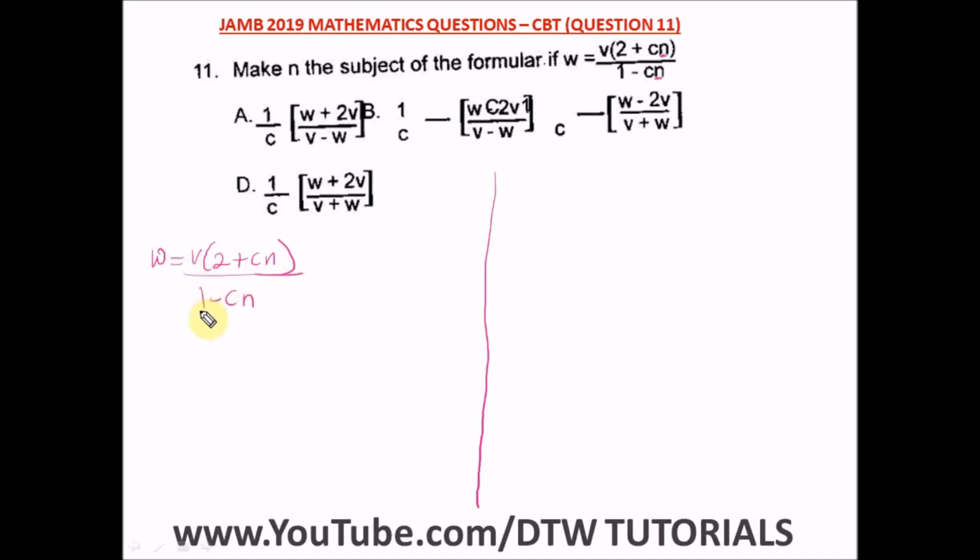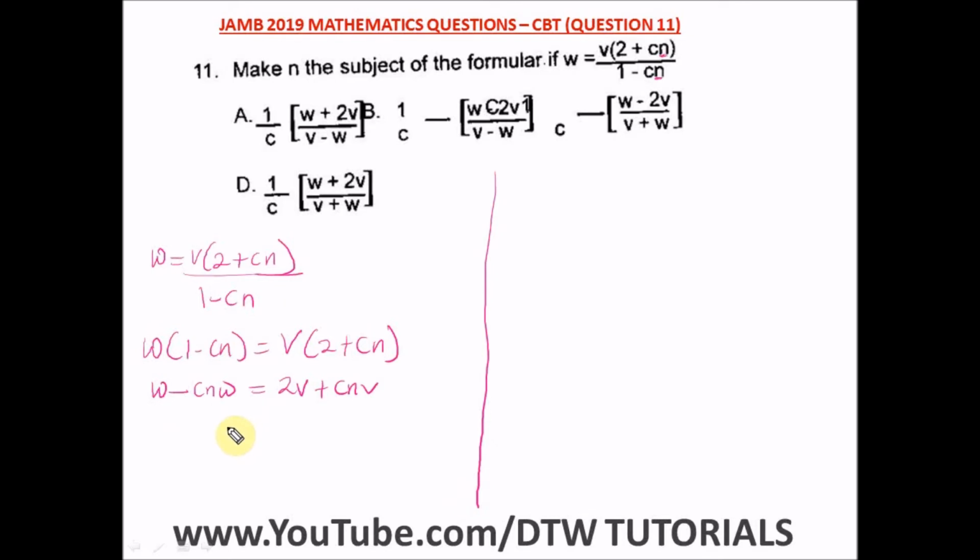All right, so from here we'll cross multiply. So we have W bracket 1 minus Cn equal to V bracket 2 plus Cn. So we open the bracket. W times this, we have W minus CnW, equal to V times this, we have 2V plus CnV. Now we have to take the values of n to one side of the equation, so we can easily bring out n.